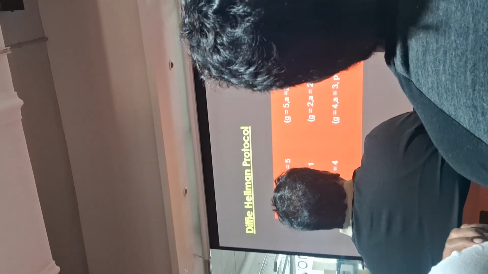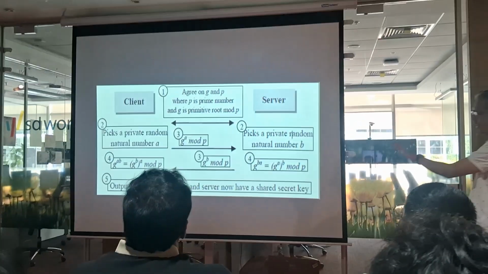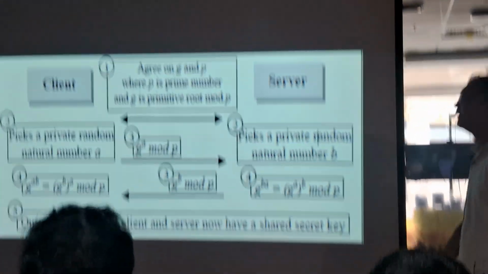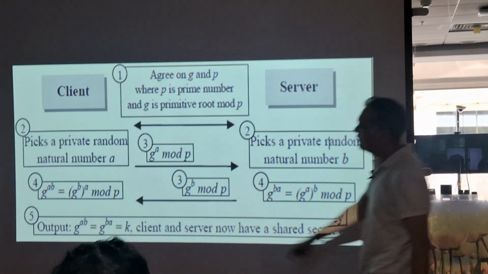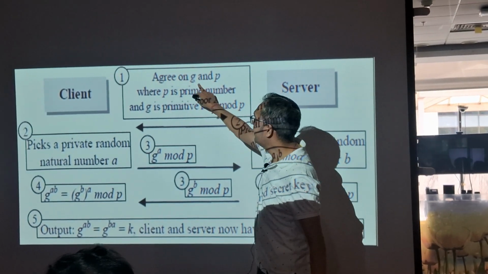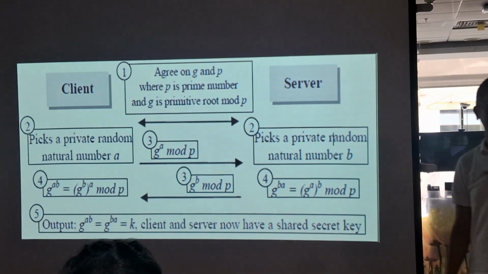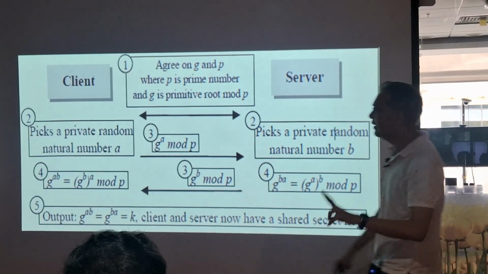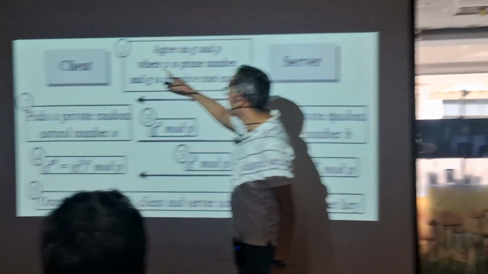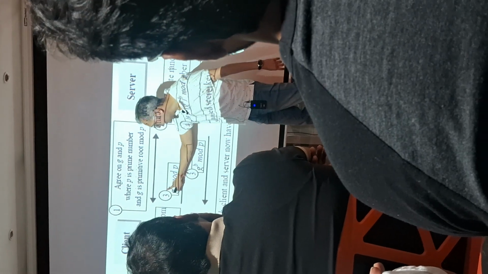Now I will explain how that really works. Listen, this is the most important diagram and this is the final one. Client: if you look at it, both parties agree on G and P, which we saw. G and P will be shared. P is a prime number and G is a primitive root mod P. Now let's see what really happens. This guy takes a private random natural number A.